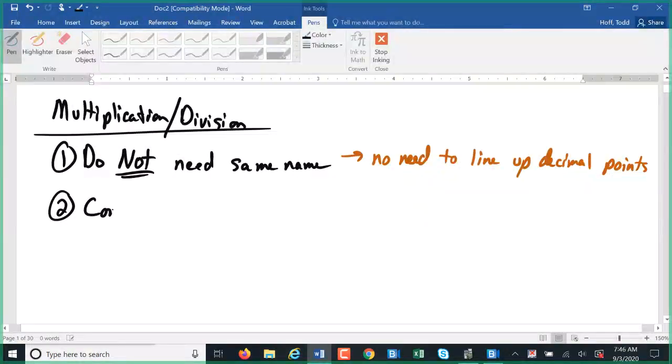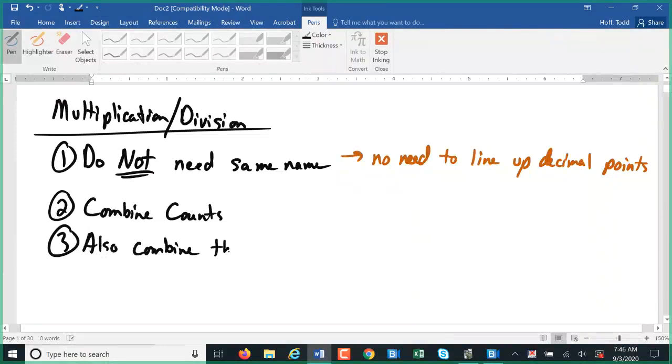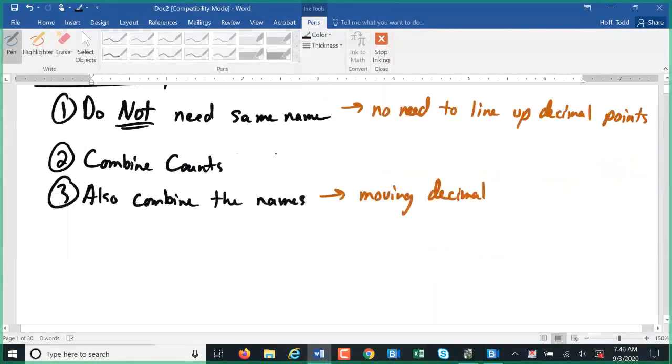Of course, any operation we combine counts. When we multiply or divide, here is where we also combine the names. So this involves some sort of organized way of moving the decimal or placing the decimal in the correct spot. So let's look at some examples here.